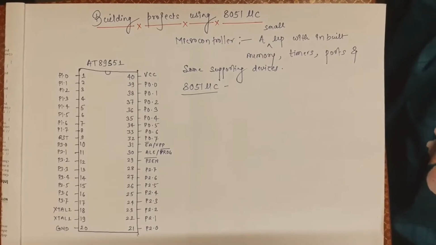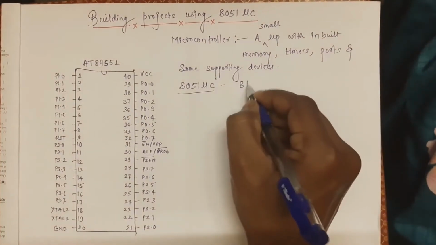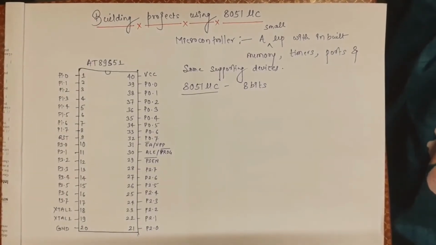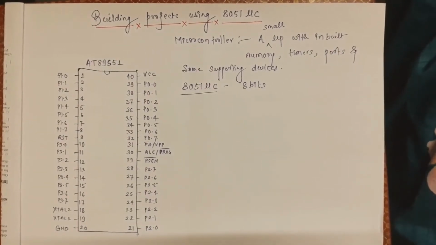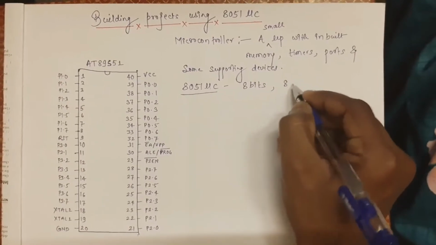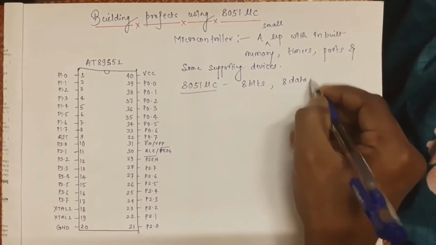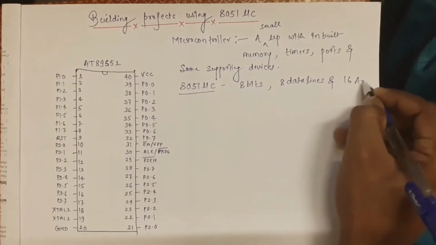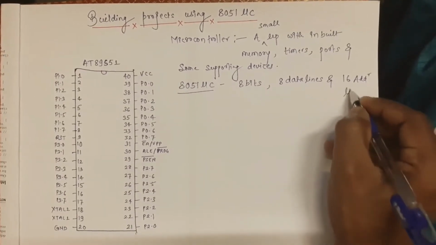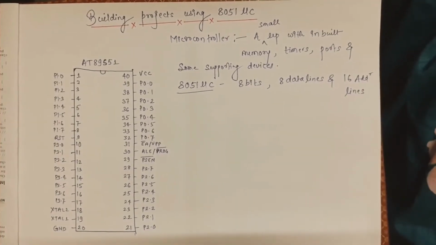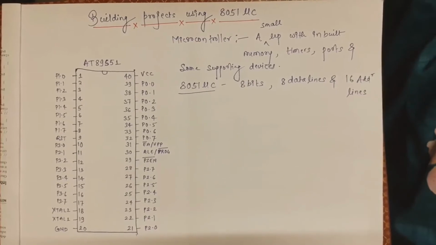8051 microcontroller is an 8 bits microcontroller. As this is an 8 bits microcontroller, at a time it can process only 8 bits of information. It has 8 data lines and 16 address lines.